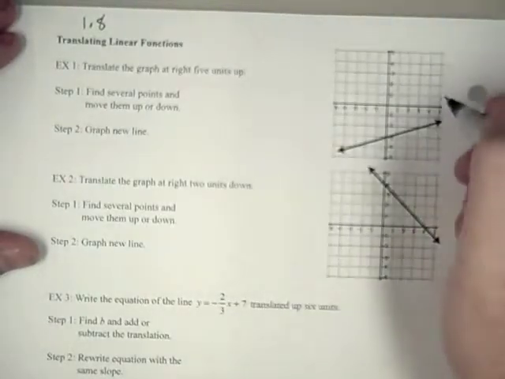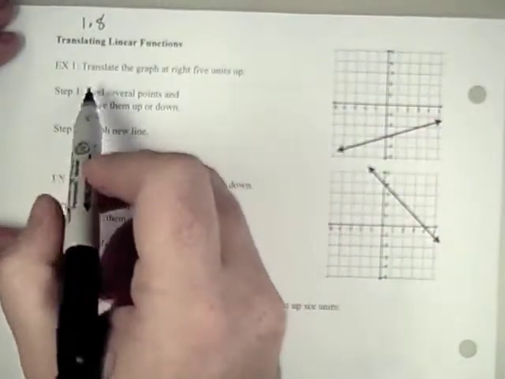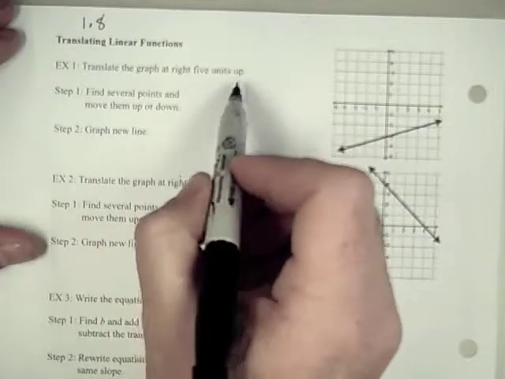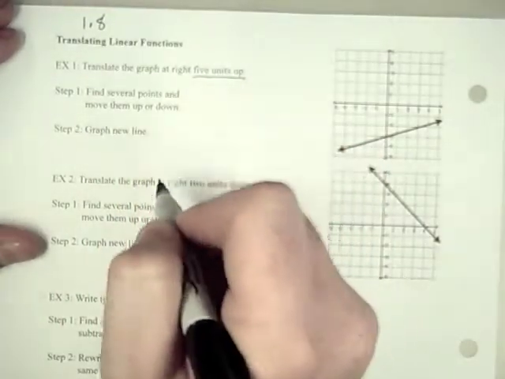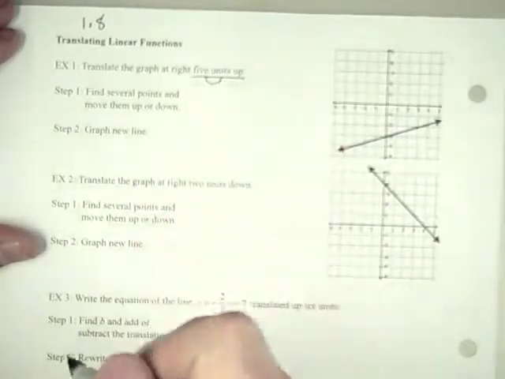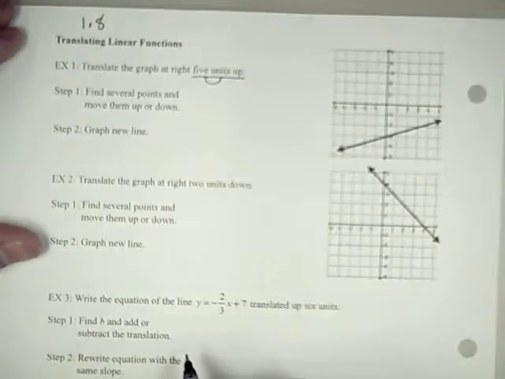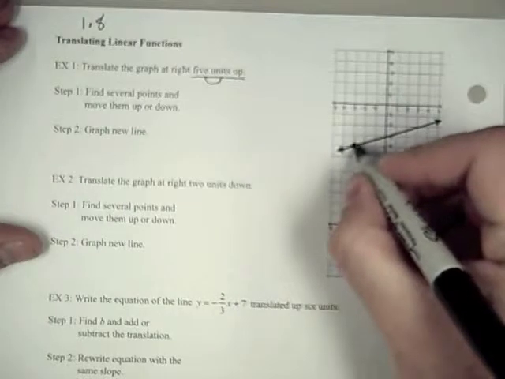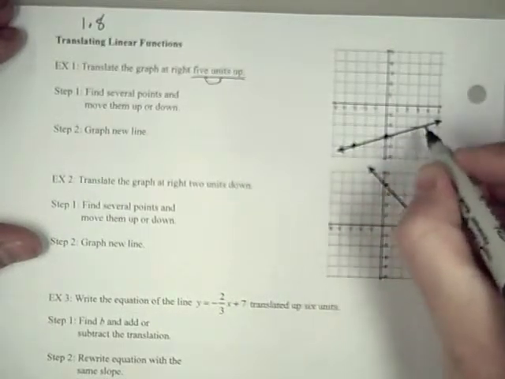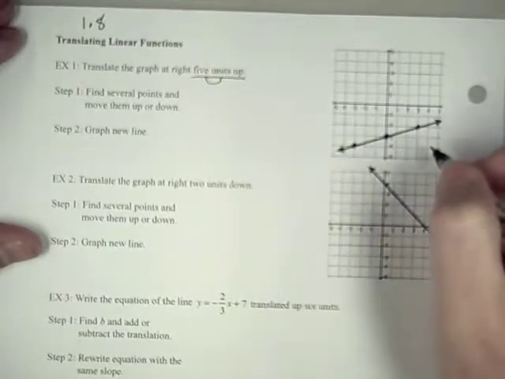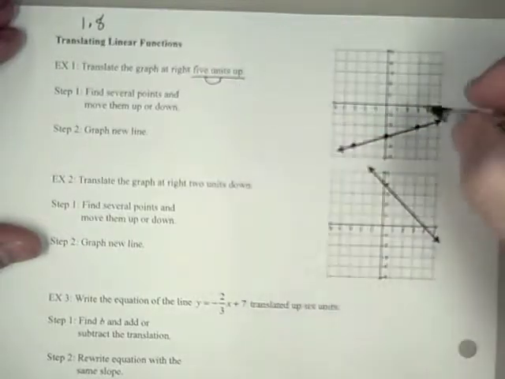When you're translating a graph, read the instructions. Translate the graph at right 5 units up. This is the important part. So 5 units means we're going to do it 5 times, and up gives us the direction. All we do is we take points that are already on the graph. There's one, and there's one, and we move each of them 5 units up.